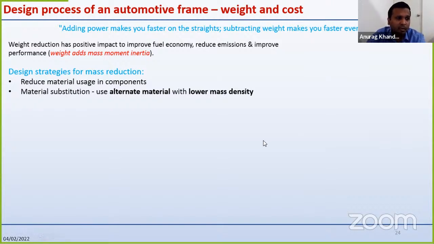So in design, there are two ways we can reduce weight. One is obviously to reduce the raw material use, which we'll talk about in detail later on how it can be done. Then material substitution, using a material with lower density. Obviously there are contradicting scenarios. When you use a material with low density, the chances are the stiffness is also low. So we should find a way to take care of that contradicting scenario also.